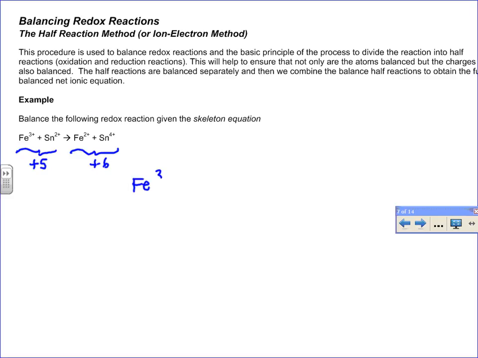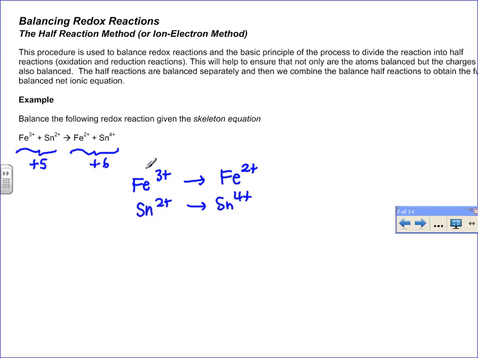So the first step is to divide the reactions into the two half reactions. So in this case, the iron 3+ is changing to iron 2+, and the tin 2+ is changing to tin 4+. So these are the two half reactions. Now these are unbalanced. Okay? The atoms are balanced, but we need to make sure that the charges of the half reactions are balanced, and we do that by adding electrons to the appropriate side.